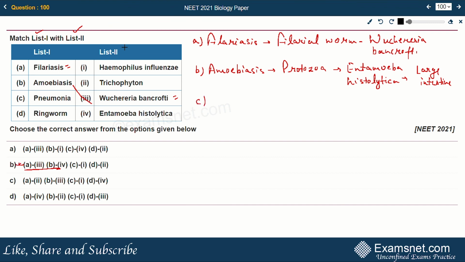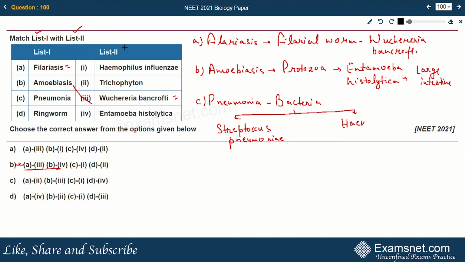Now the third is pneumonia. You might be aware that pneumonia is caused by some bacteria. And the main bacteria are, first, Streptococcus pneumoniae. And the second bacteria that can cause pneumonia is Haemophilus influenzae. So this Haemophilus influenzae is mentioned here. So this will be the correct match for number C, that is pneumonia, right?